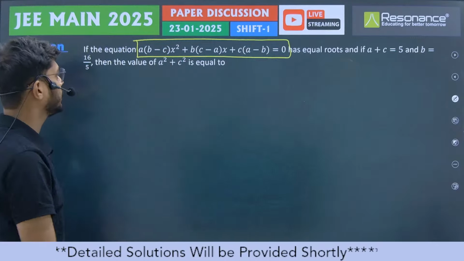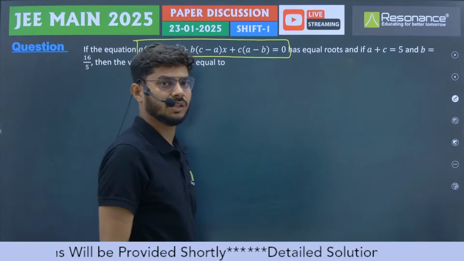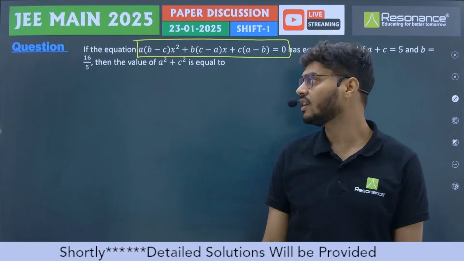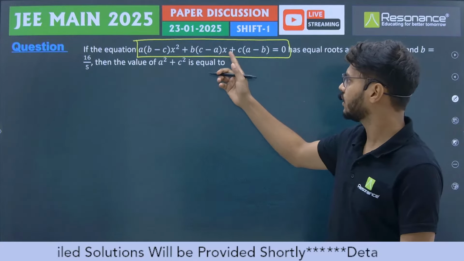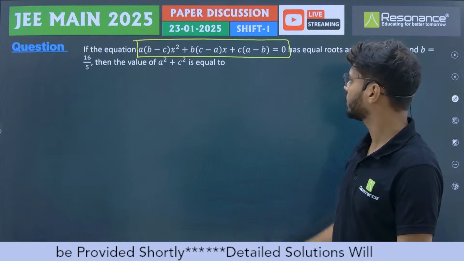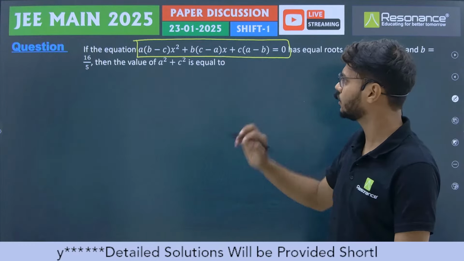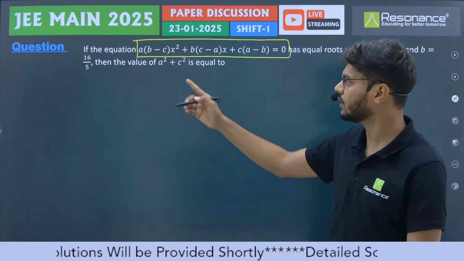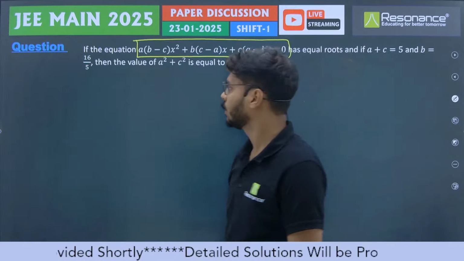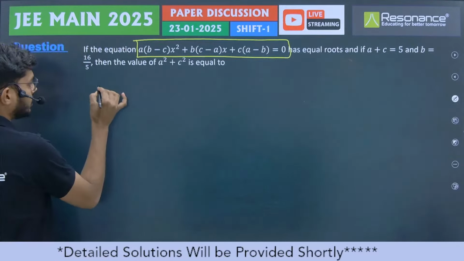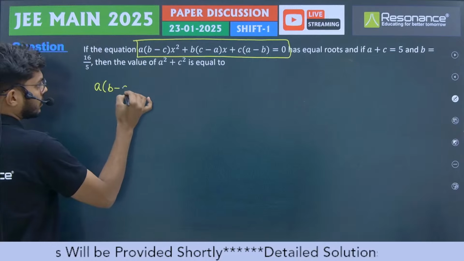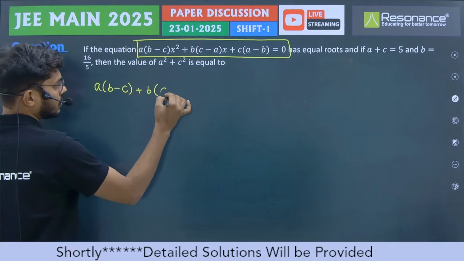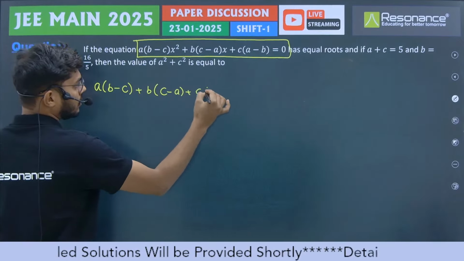The equation is given: a(b − c)x² + b(c − a)x + c(a − b). I can say this is a standard equation, right? If you notice, what is the addition of all the coefficients? Tell me the addition of all the coefficients: a(b − c) + b(c − a) + c(a − b).